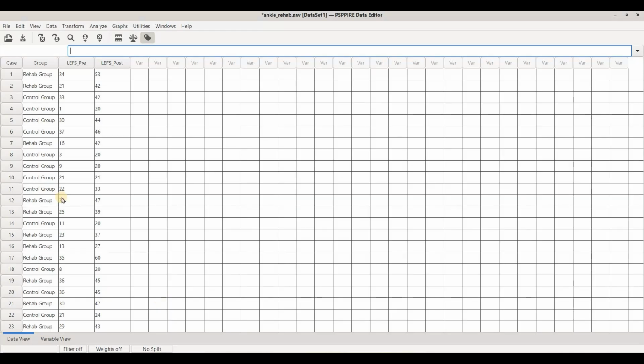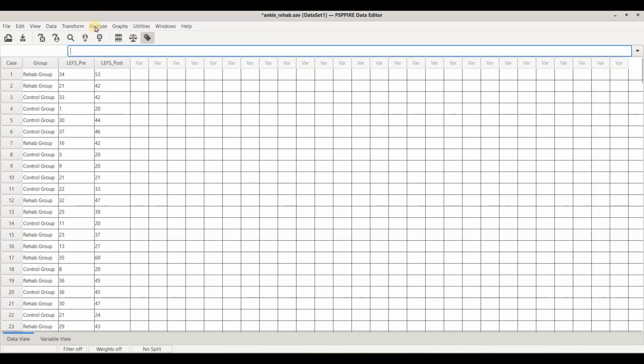You have the rehab group and you have the control group, and those are the groups that patients would have been placed in. So we want to know if the scores before the intervention were different. Was it significantly different, or was it the same for both groups? Or what about the scores after? You could do a t-test to tell if they are different or not.